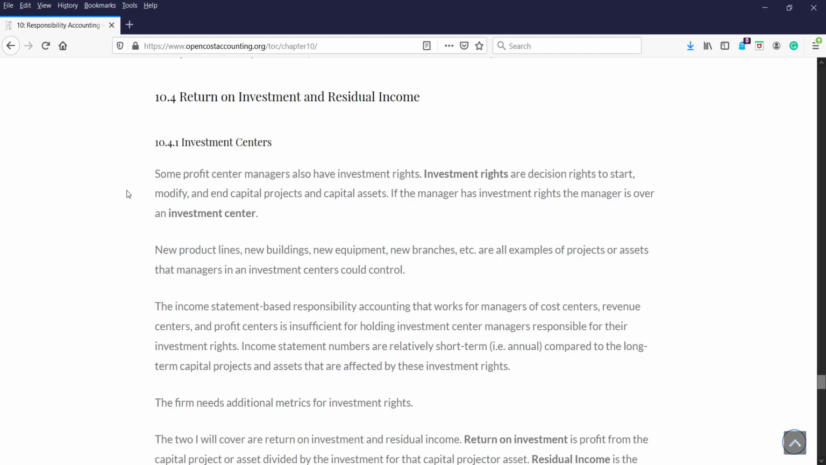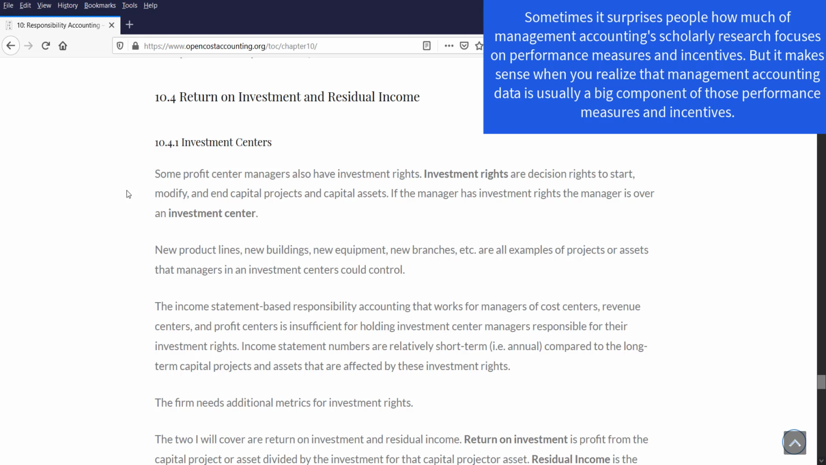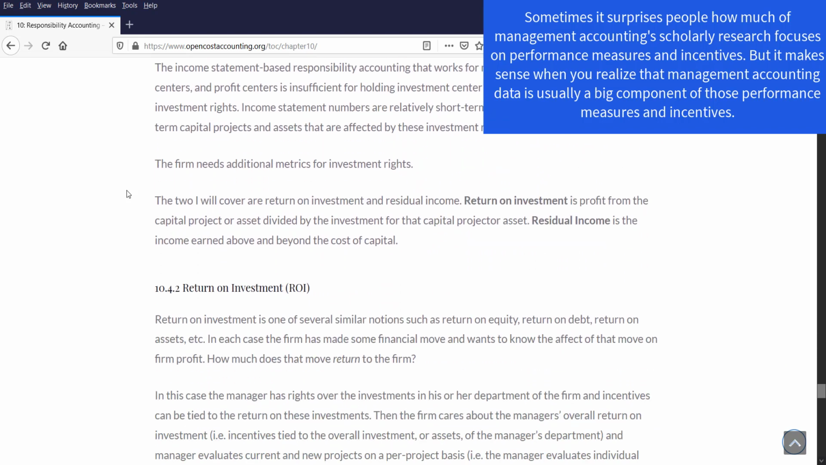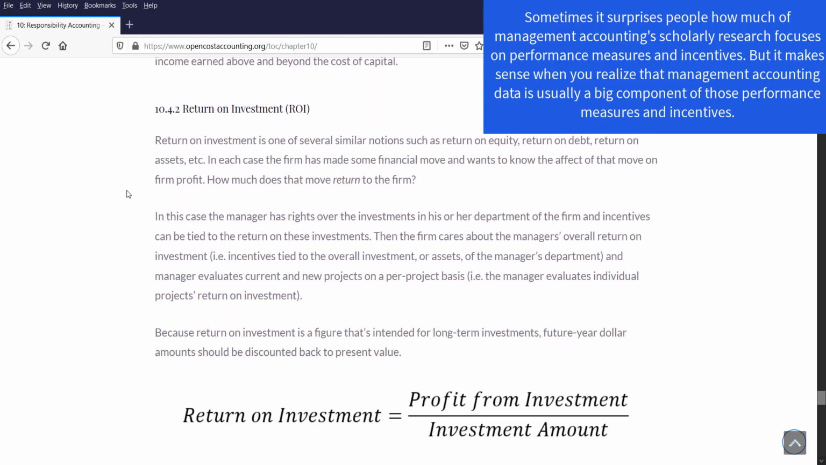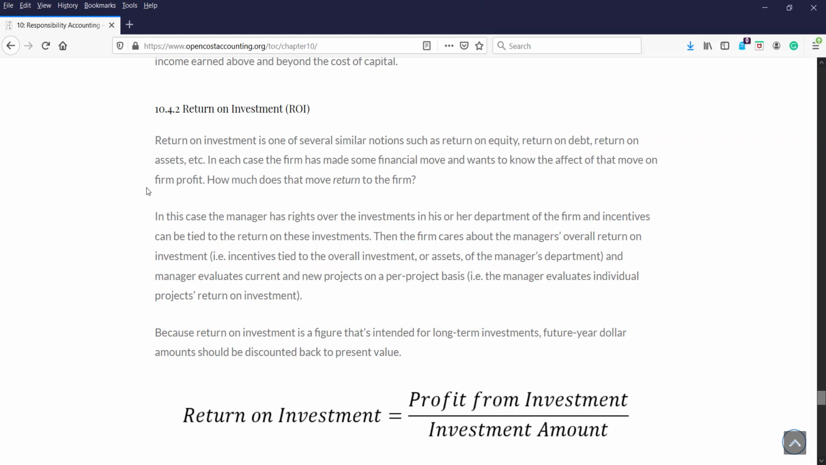And if that is the case, then you need to have additional accounting measures, additional responsibility assigners for the responsibility of that decision right. So there are two that we're going to talk about: ROI, return on investment, and residual income. And the two work together well. Return on investment has a key weakness that residual income helps fix. And residual income on its own often is not enough. So usually you see either ROI or a combination of ROI and residual income.